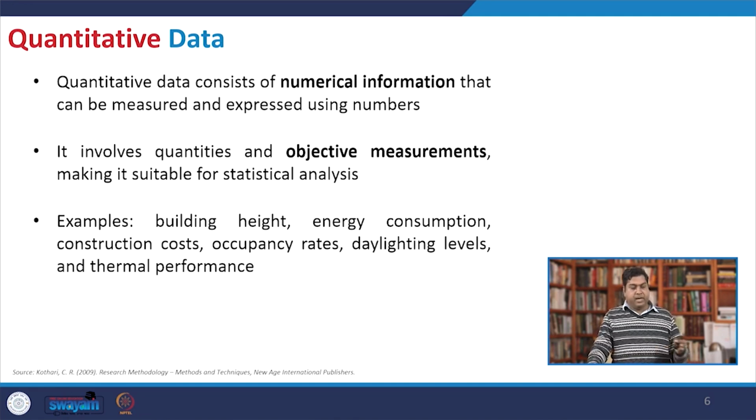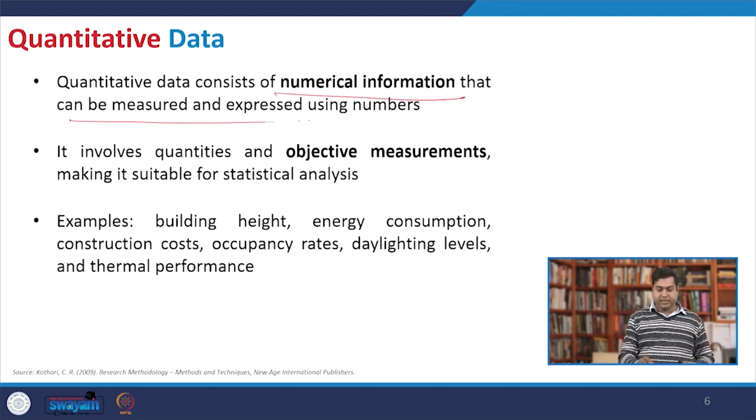In contrast to that, the quantitative data is the numerical information that can be measured and explained using numbers, right? The temperature. So in a qualitative way I can say that today is very hot or today is very cold. This is a qualitative judgment. But if I say today's temperature is 48 degrees Celsius, nobody should have a feeling whether it is cold or hot. It's obviously a very hot situation.